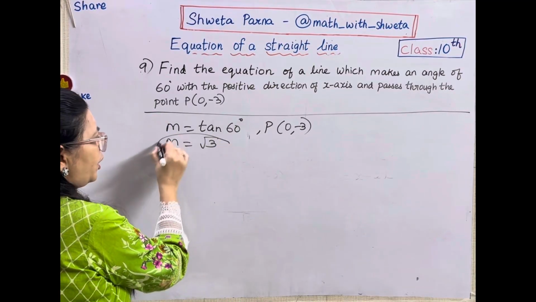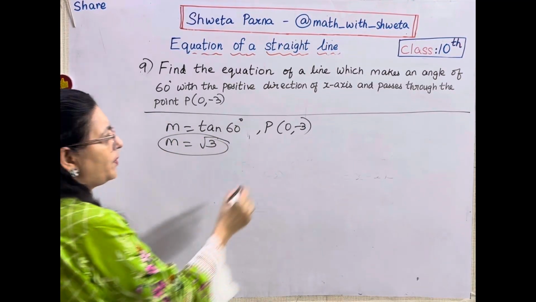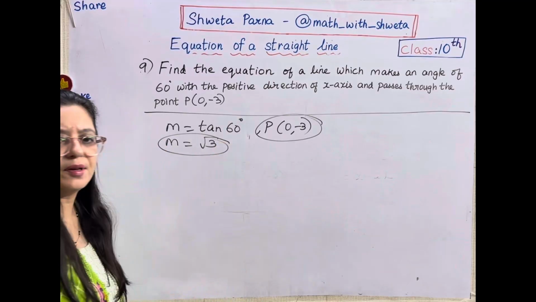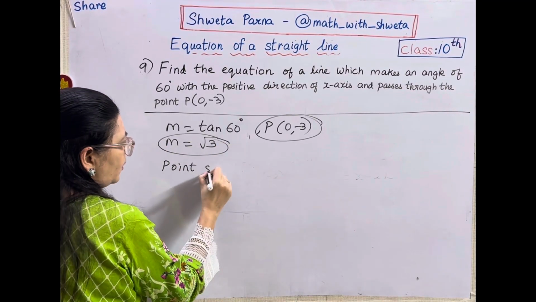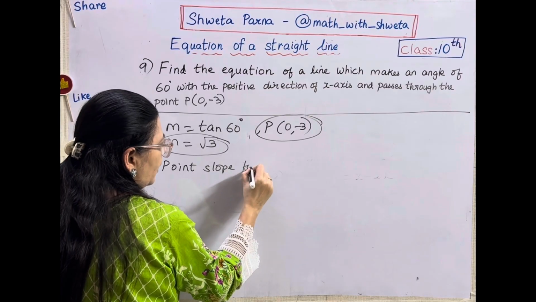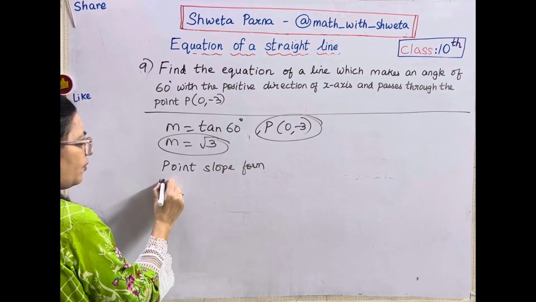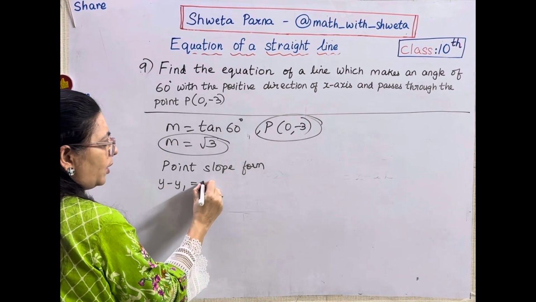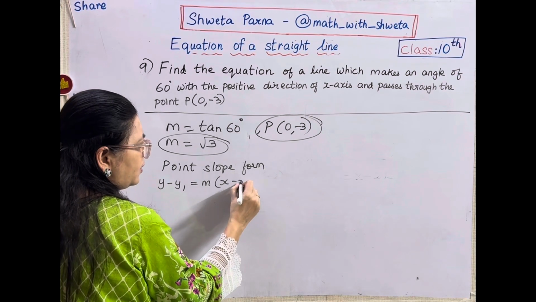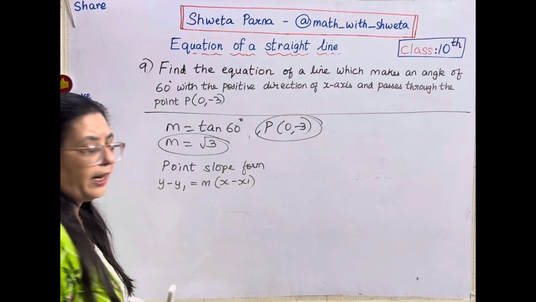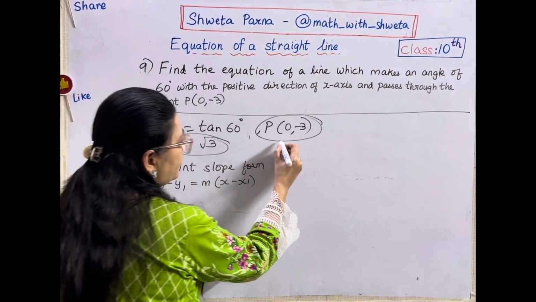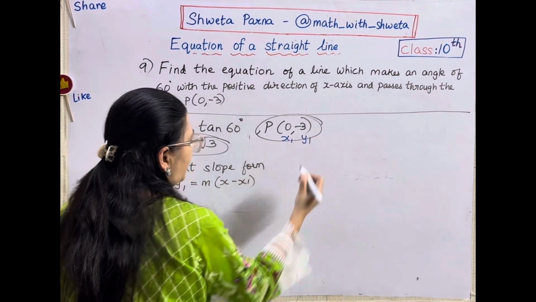Now over here what information is given to you? Slope is given to you and a point is given to you. So you will use point slope form for writing the equation. What is point slope form? Y minus y1 is equal to m into x minus x1. Okay. Now remember, y and x are the variables. Take this as x1 and this as y1.